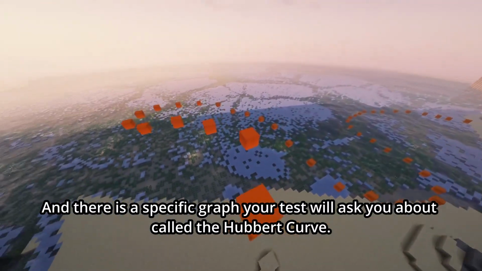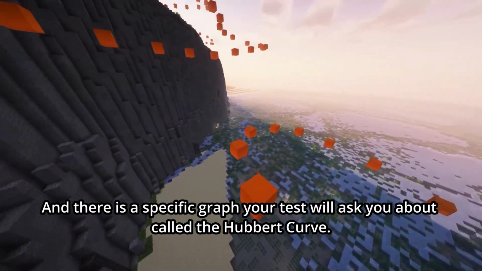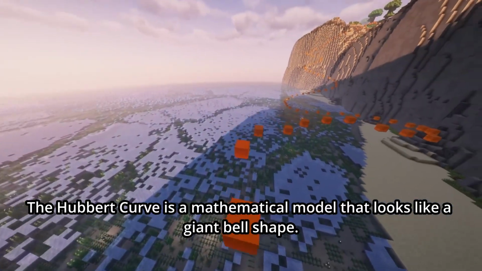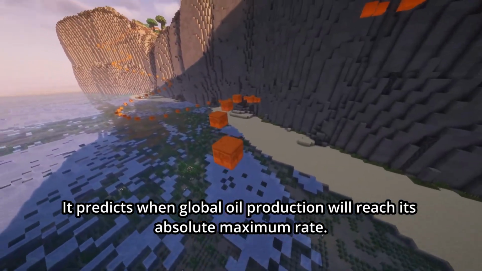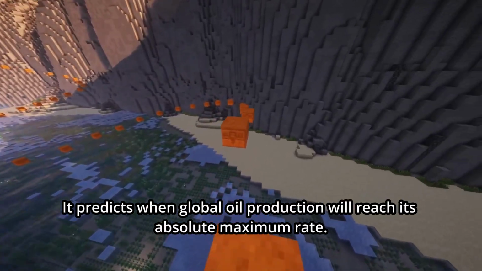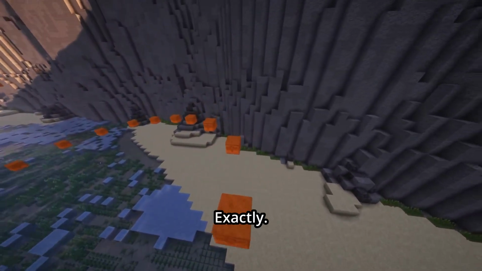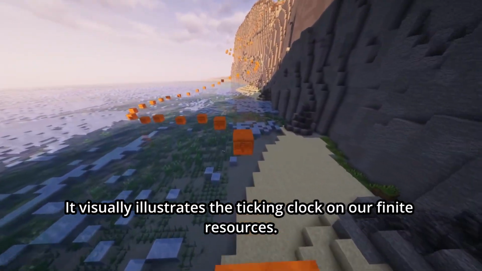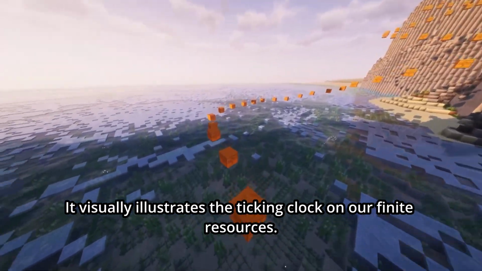And there is a specific graph your test will ask you about called the Hubbert curve. The Hubbert curve is a mathematical model that looks like a giant bell shape. It predicts when global oil production will reach its absolute maximum rate. A point known as peak oil. Exactly. And it predicts when the supply will eventually decline and run out. It visually illustrates the ticking clock on our finite resources.